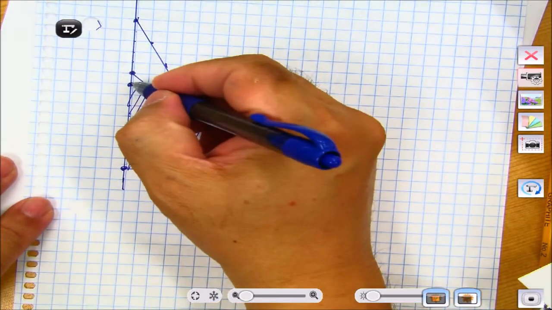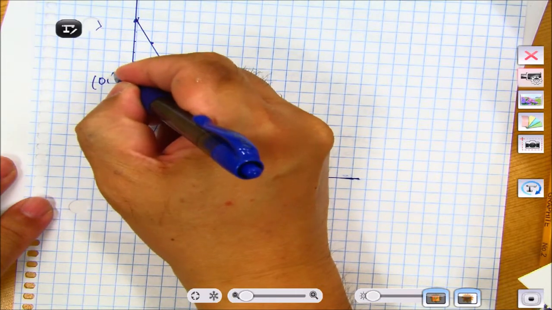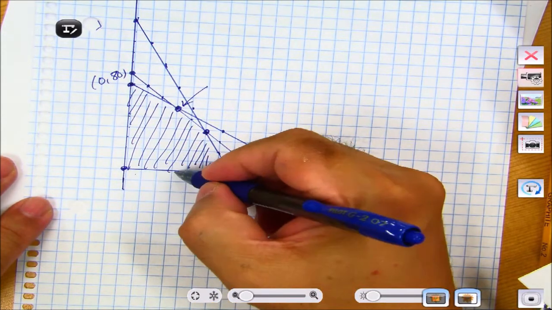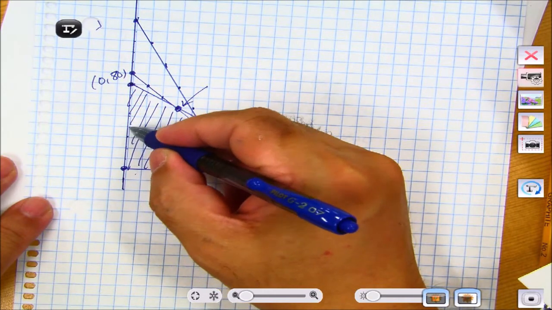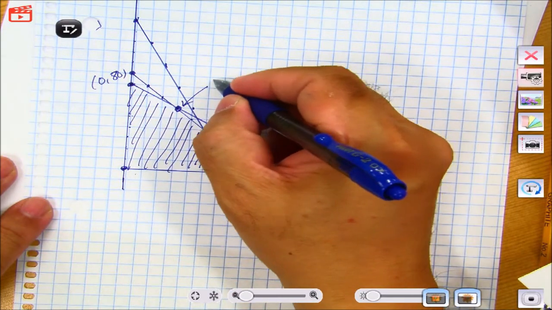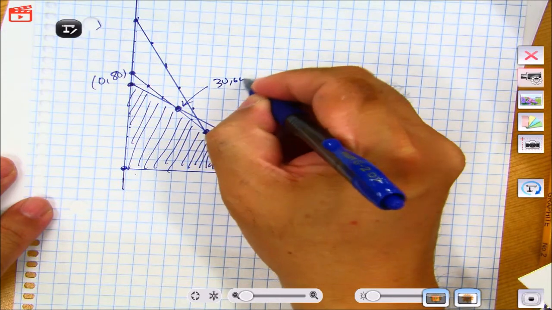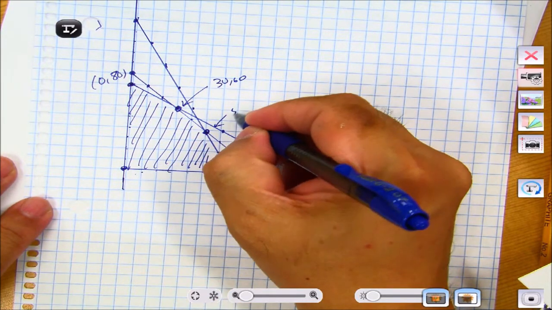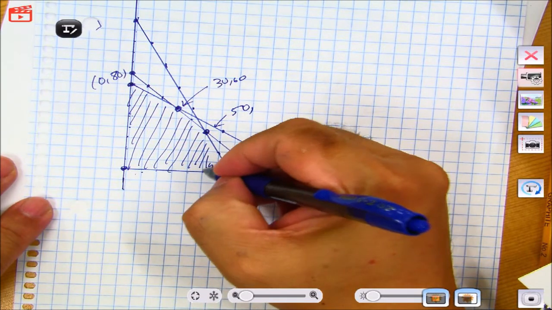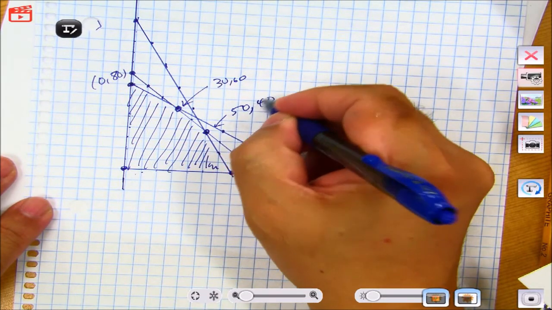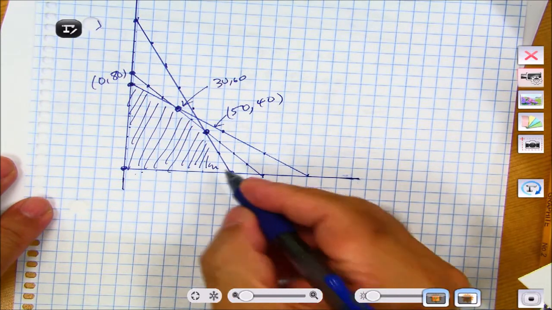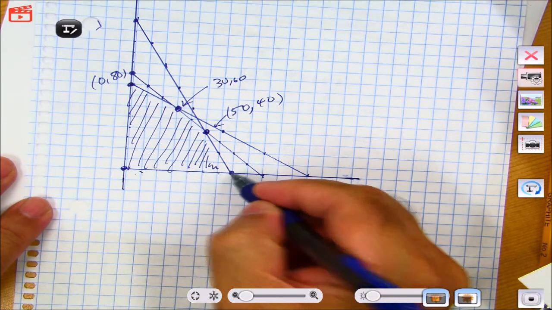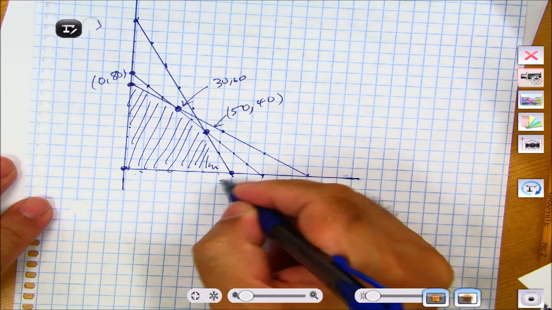So this one up here was 0, 80. And this one here is 3, 1, 2, 3, 4, 5, 6, so 30, 60. This one here is 1, 2, 3, 4, 5, 50, 1, 2, 3, 4, 40. And the last one here is 1, 2, 3, 4, 5, 6, 7, so 70, 0.